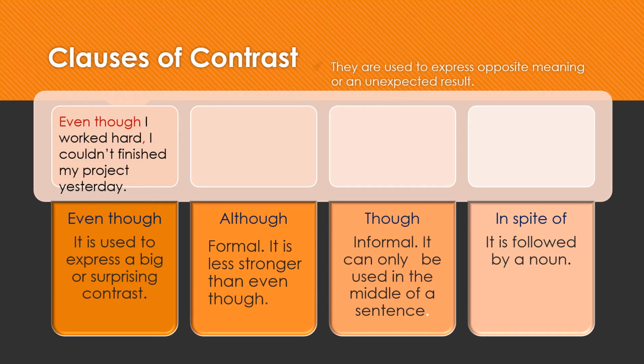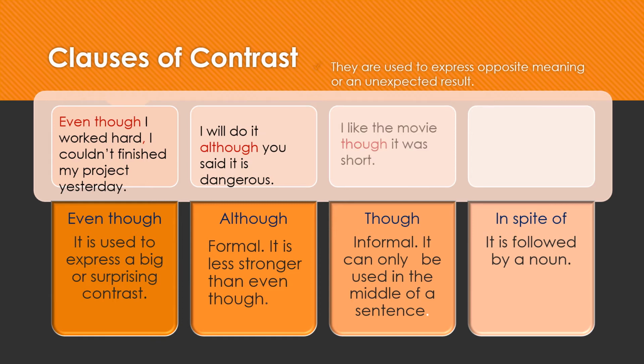Then we have the second idea that is going to show the contrast in comparison to the first one. Then: I will do it, although you said it is dangerous. Although in this case is in the middle, so we don't use the comma. I will do it is one idea, and it's dangerous is the other one. The reason I am doing it is because I have to. That is my decision, even though it is going to be dangerous and can affect me. That is the contrast that this sentence is showing.